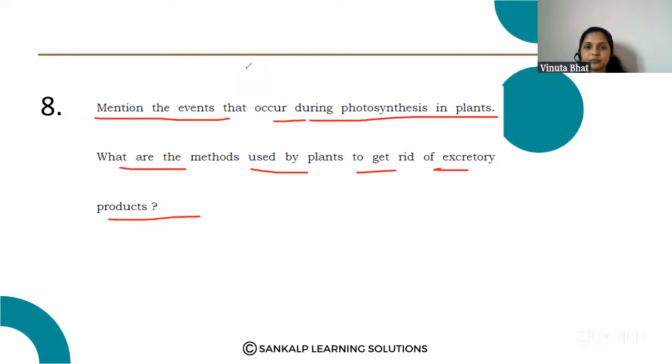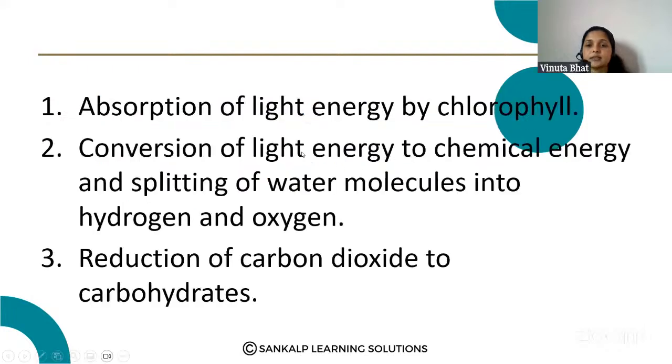Here, the first question. What are the events that occur during photosynthesis? The first step is absorption of light energy by chlorophyll, conversion of light energy to chemical energy, and splitting of water molecules into hydrogen and oxygen. Then reduction of carbon dioxide to carbohydrates, the carbon dioxide is converted into carbohydrates. So these are the very important steps that take place in photosynthesis. This question is also repeatedly asked in different years' question papers.